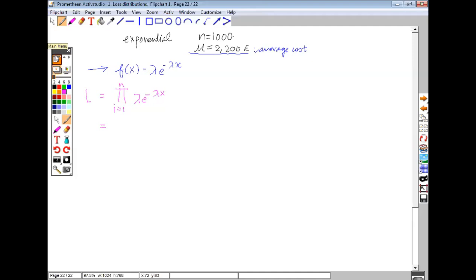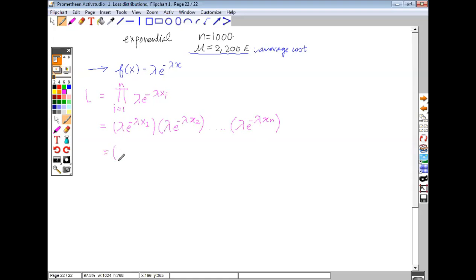Would it be lambda raised to n into e raised to minus lambda into summation of xi? Yeah, I forgot to put i there. So what we have is xi's where i goes from 1 to n. So I'll do this for x1 and I'm multiplying this again with lambda e raised to minus lambda x2 and so on till xn, right?